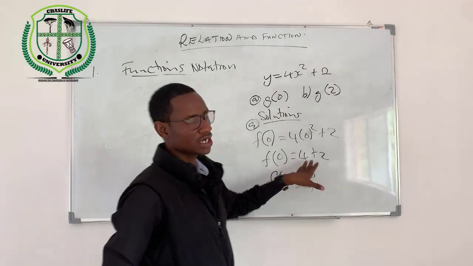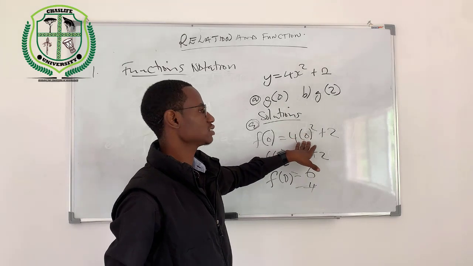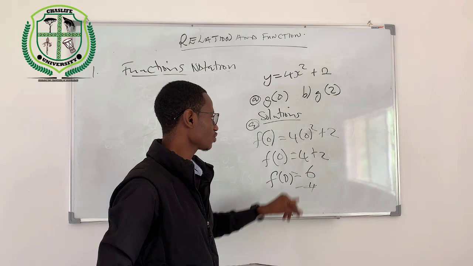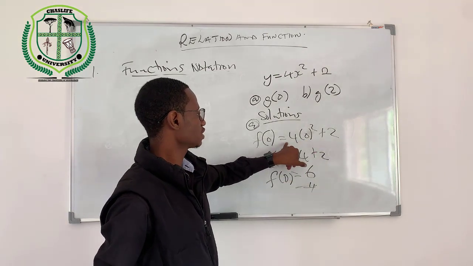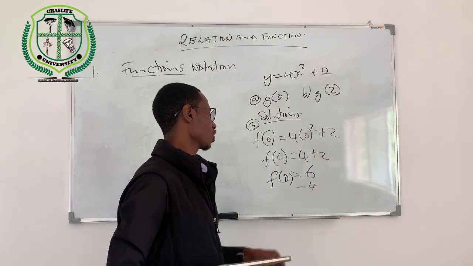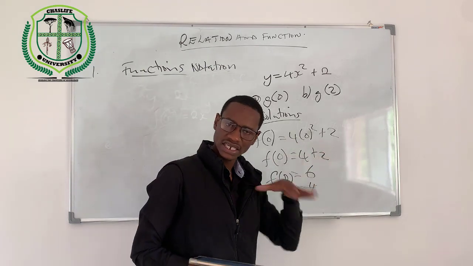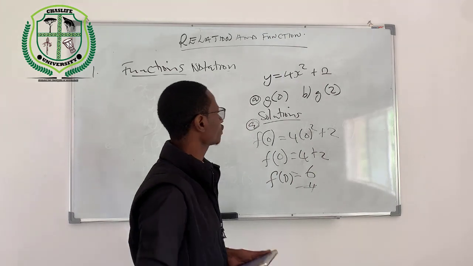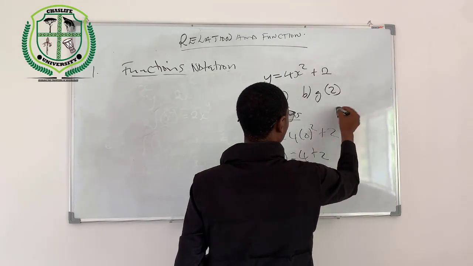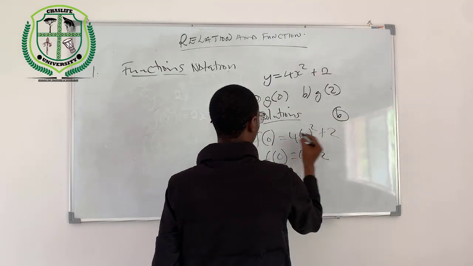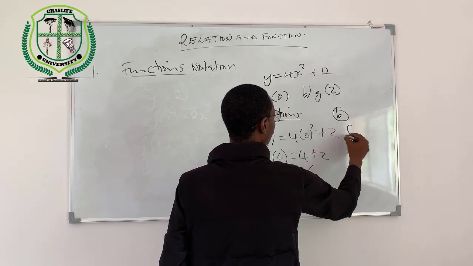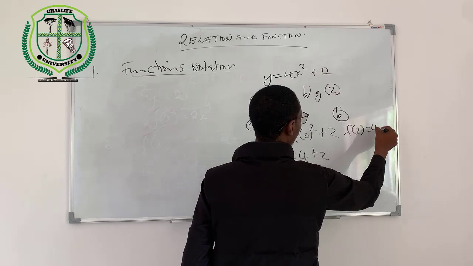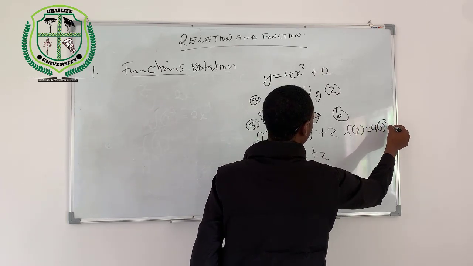Okay, you can solve it and get your own answer, but this is a quick solution that we came up with. So of course B is going to be f of 2 is equal to 4 times 2 squared plus 2.